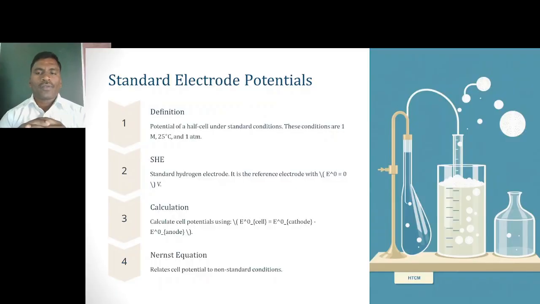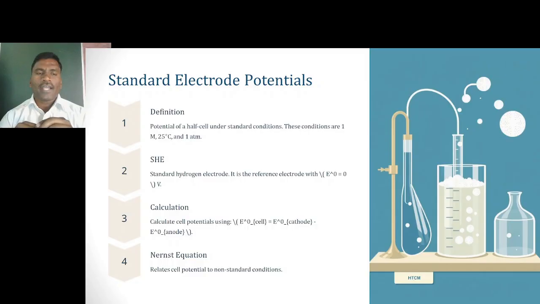One cannot measure the single electrode potential. For that purpose, we have to construct a complete cell. A cell is nothing but the combination of two electrodes, that is anode and cathode. One half cell acts as the anode, the other half cell acts as the cathode. By that, for a complete cell, the potential of the cell is measured as E0. The E0 of cell is equal to E0 of cathode minus E0 of anode.